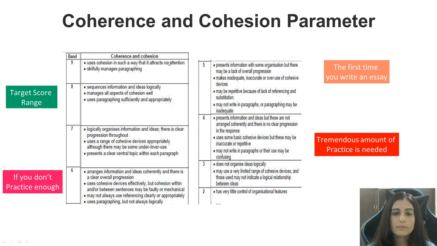Skillfully managing paragraphing is the second thing that you have to be particular about. You have to paragraph your essays in a manner that the structure is well maintained, and along with that the ideas are logically sequenced. So these are the 2-3 things that you have to take care of so that you get a good band score in this parameter. Any doubts so far?